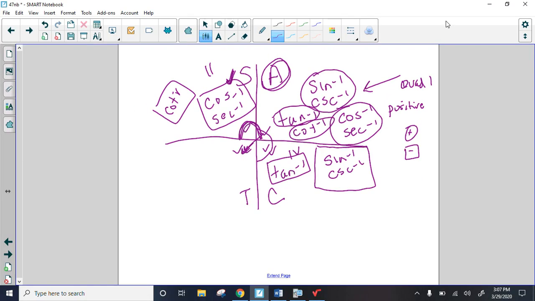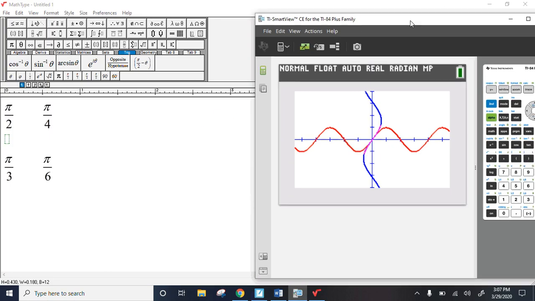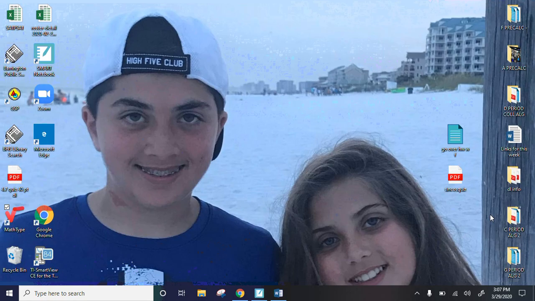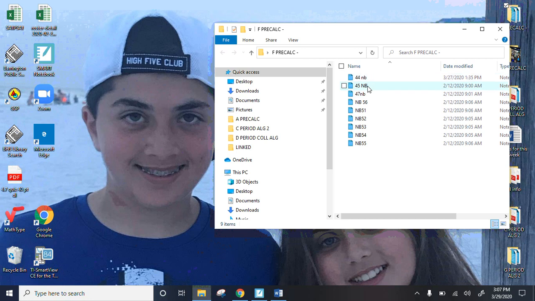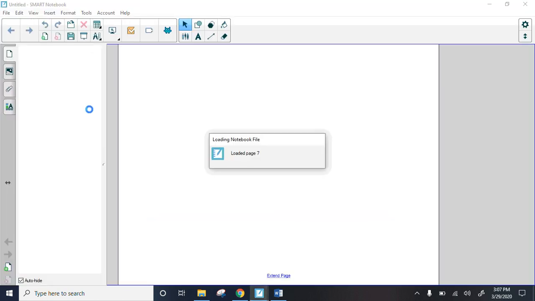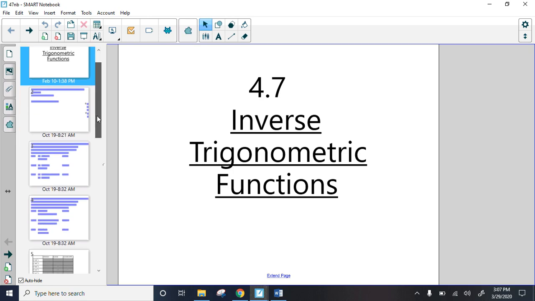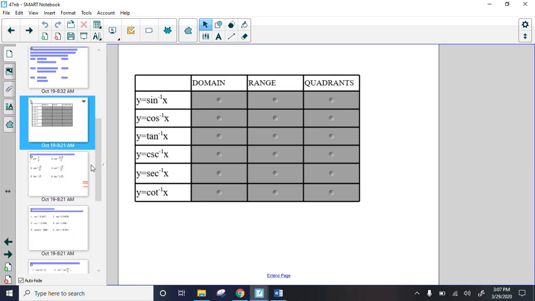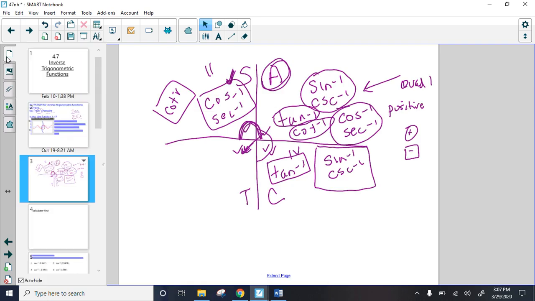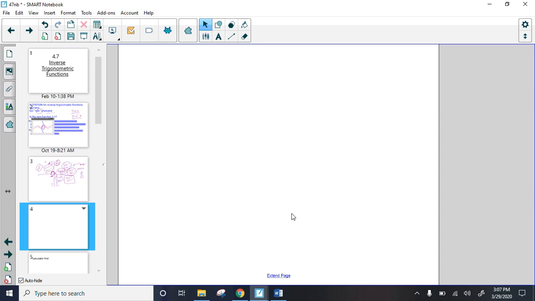So I'm going to bring up another smart notebook. Let me close this stuff and get it out of the way. So we actually have some limitations for our inverse trig functions, and your answer has to be in those limitations as well. So I'm just going to pull 2 slides over to the other notebook. Okay, and this is the slide that I want. Okay, so the domain and range is an important slide to kind of talk about.